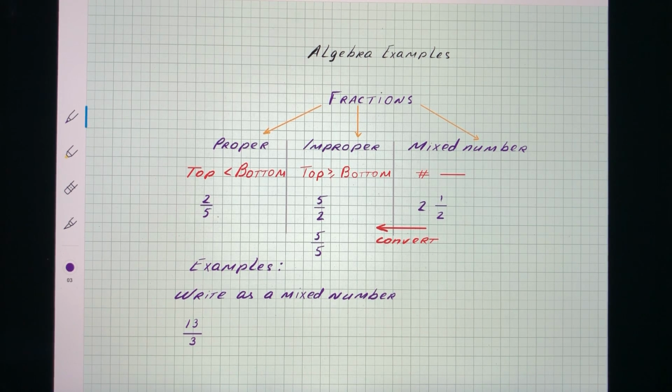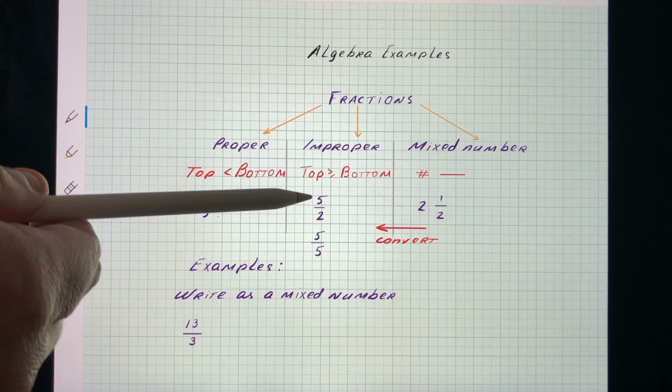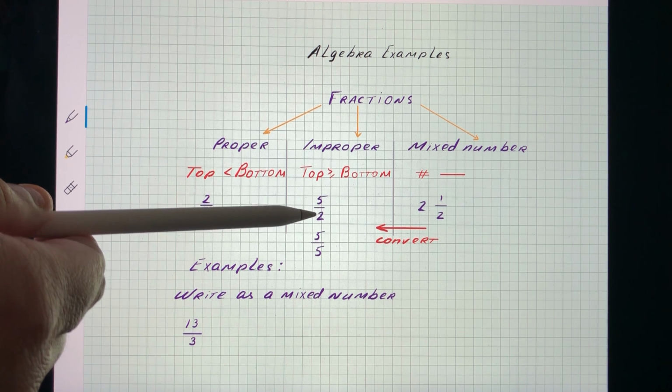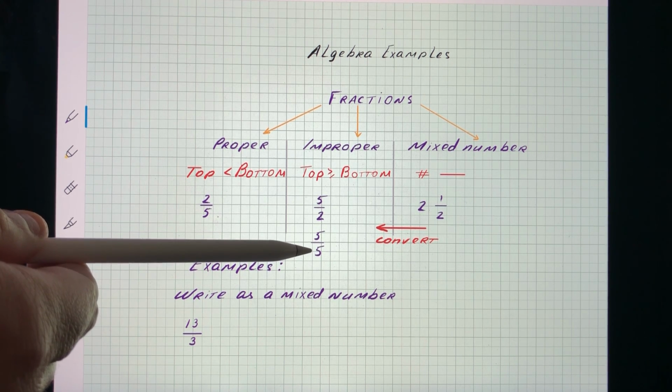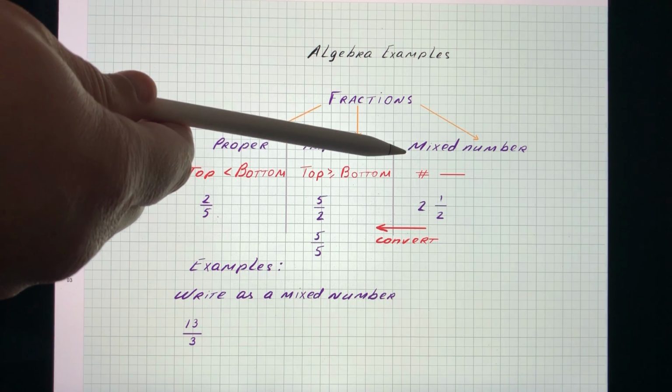Hello, this video note is about fractions. In algebra, we have three types of fractions. The first one is called proper. This is where the top is less than the bottom. The second is improper. This is where the top is either bigger than the bottom or the top is equal to the bottom. The last kind is called mixed number.